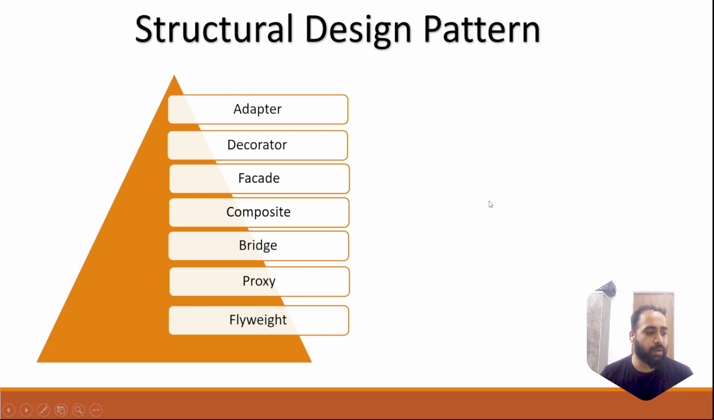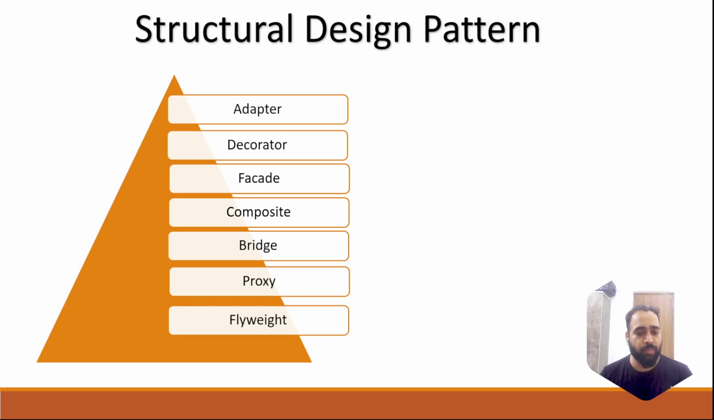The third one is facade. It provides a simplified interface to complex subsystems. The fourth one is the composite design pattern. It treats individual objects or a group of objects in a unified way, especially in a tree-like structure. So if you have a tree-like structure for your system, then you can use this composite design pattern. The next one is the bridge design pattern, which decouples an abstraction from its implementation, allowing them to vary independently.